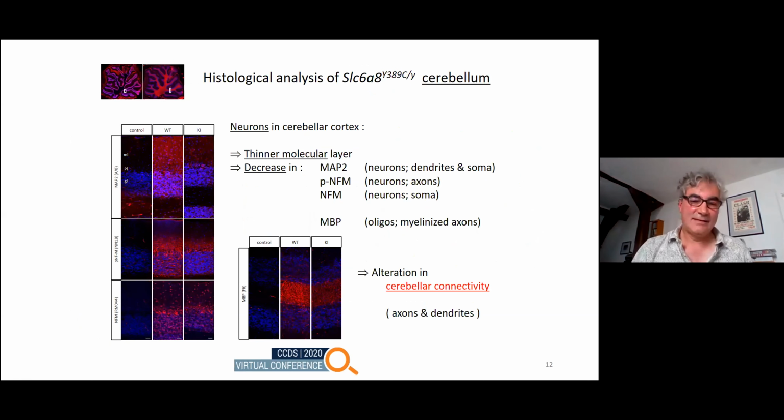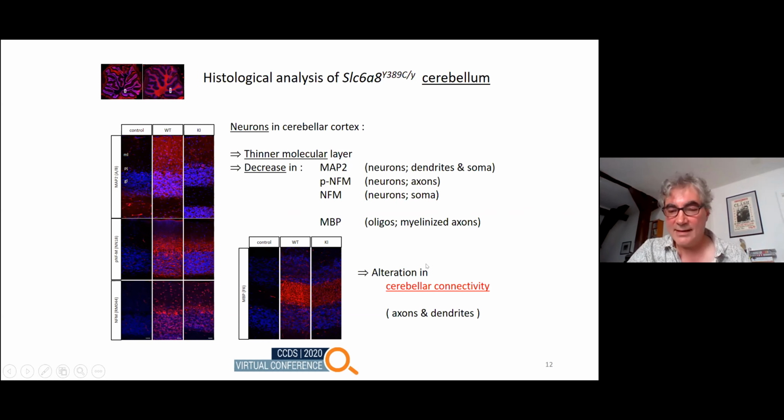I already showed this histology data last year in Rotterdam, but just to show it again, we are doing a lot of histology in the brain, and now these are results in the cerebellum, where we have observed a thinner molecular layer, decreased expression of MAP2, phospho-NFM, neurofilament of medium weight, and the total NFM. Nothing changed on the MBP genes, which is expressed in oligodendrocytes. So these are proteins: MAP2 in the dendrites, phospho-NFM in the axons.